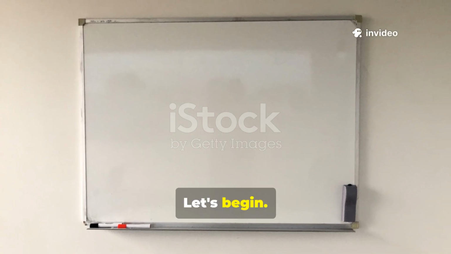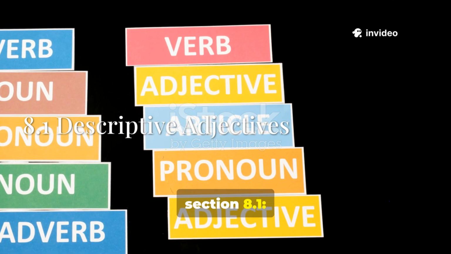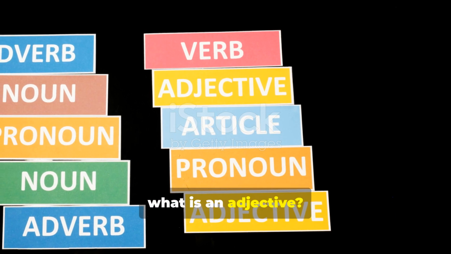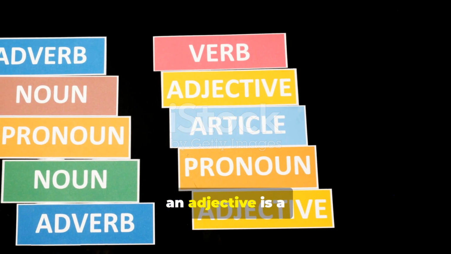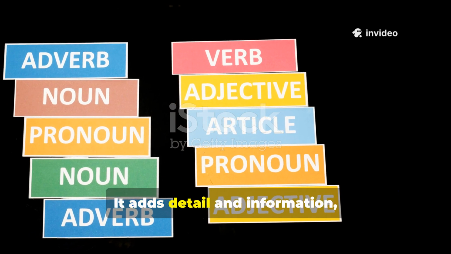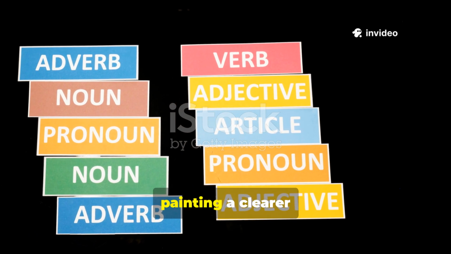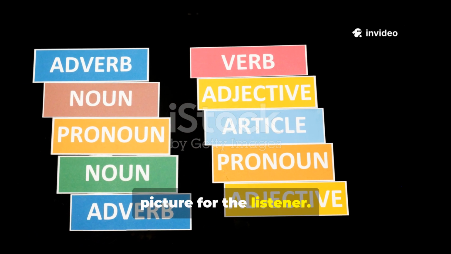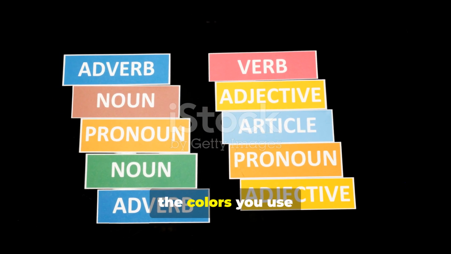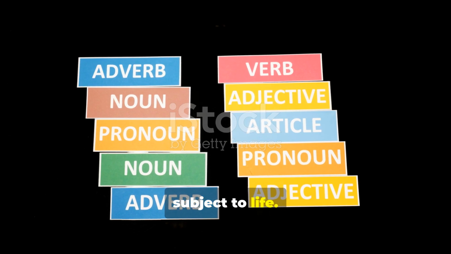Let's begin. First up, Section 8.1, Descriptive Adjectives. So, what is an adjective? Simply put, an adjective is a word that describes or modifies a noun. It adds detail and information, painting a clearer picture for the listener. Think of nouns as the basic subject, and adjectives as the colors you use to bring that subject to life.